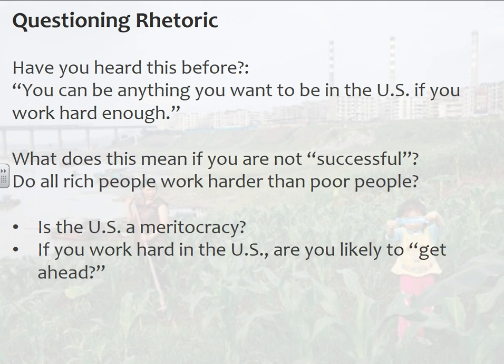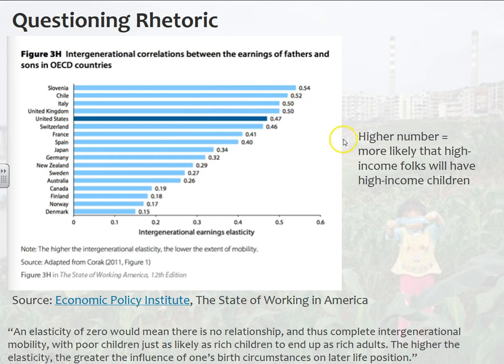And so you really want to think about, if you work hard in the US, are you likely to get ahead? And if you look at the index, this is basically a social mobility index. And so what it really means is the higher you go on the scale, the more likely it is that wealthy parents have wealthy children. And so when you go lower on the scale, that means you don't have to have a wealthy parent to have a wealthy child. On average, these are all average numbers.